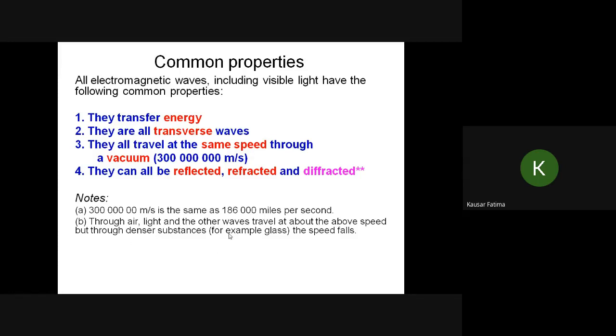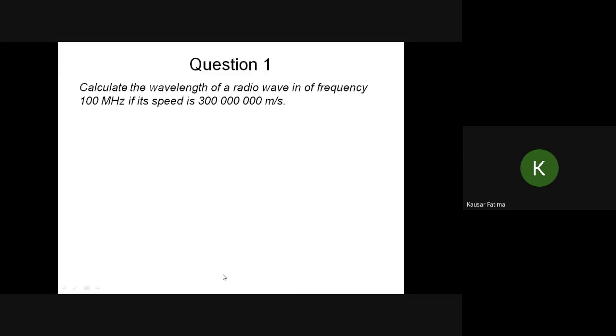Light actually has almost the same speed in air. It's not affected much, but in glass the speed will decrease. In water also the speed will decrease. But nothing can be faster than the speed of light. That is according to Einstein's theory. So the fastest thing in nature is light which travels through vacuum, and all electromagnetic waves travel at that speed in vacuum. Let's have some questions.